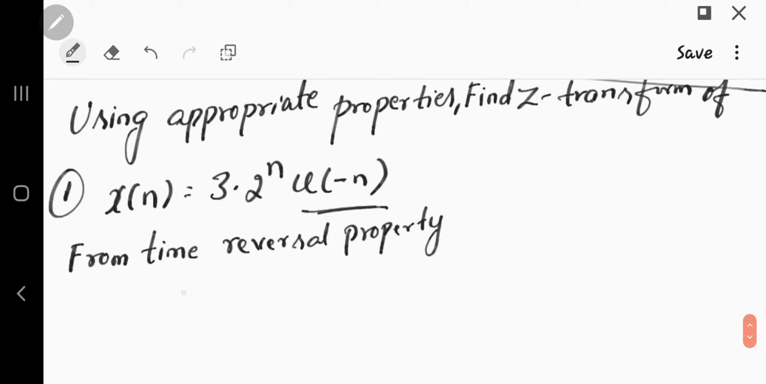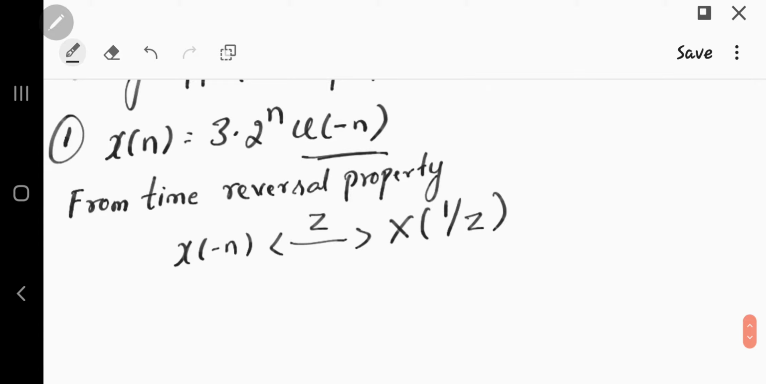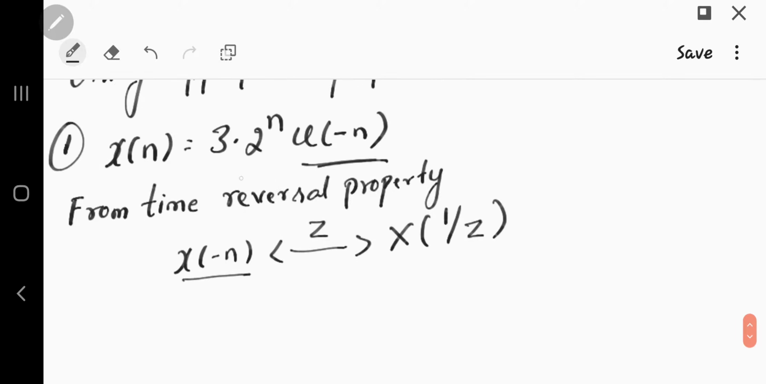So this is for reference, I am writing. If you have x of minus n, then the z transform of that will be x of 1 by z. Now if you have x of z, then it will be x of 1 by z if the signal is time reversed. Okay. Now let's find this for x of z first, then we can replace z with 1 by z, and we get the answer for that.